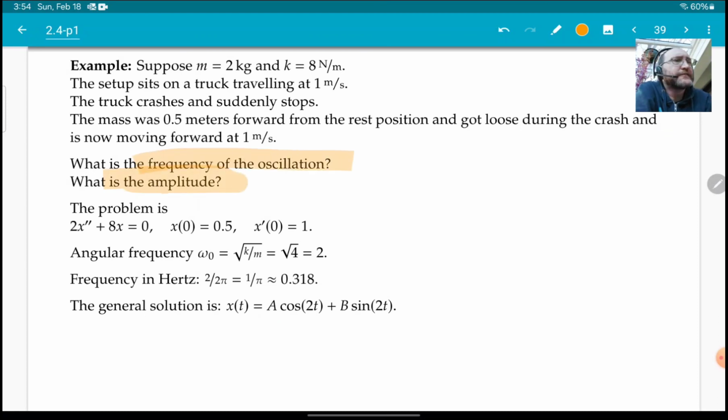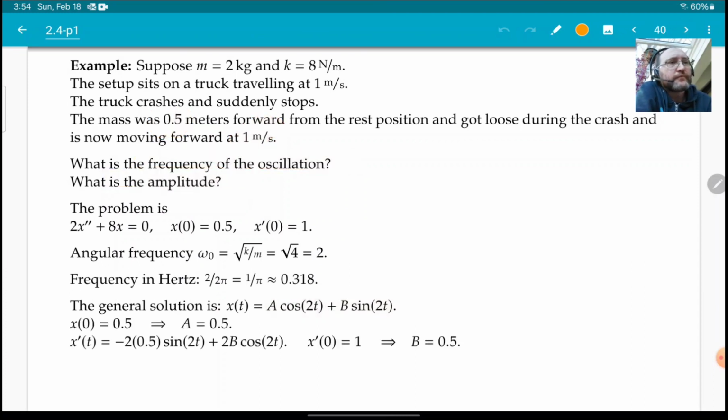Now, if we want the amplitude, we figured out the frequency, that was easy. The amplitude is a little bit more complicated, and it does depend on these initial conditions. As I said, the easier form to solve for the initial condition is this one, where you have the a and the b and just the cosine and the sine. If I plug in 0, the cosine is just 1, the sine is just 0, so I get a, and it's supposed to be a half, so a is a half.